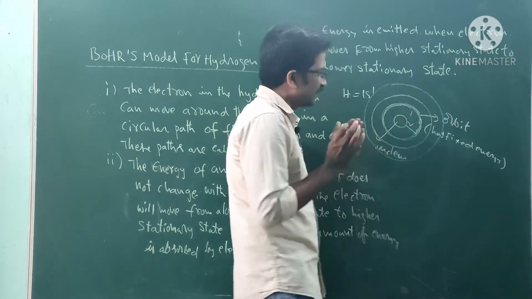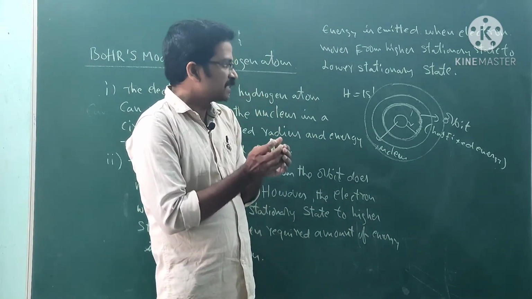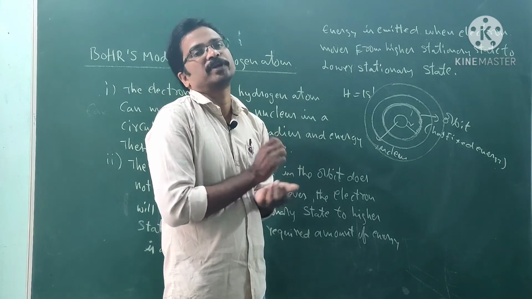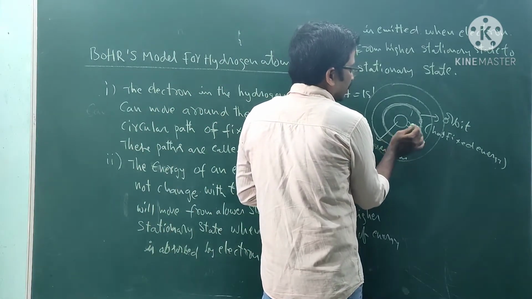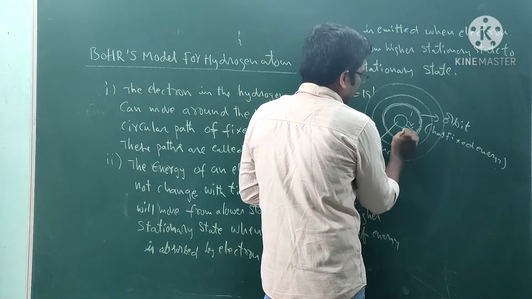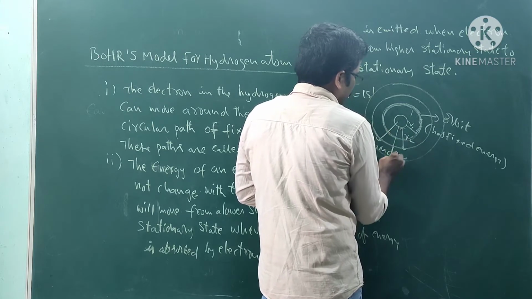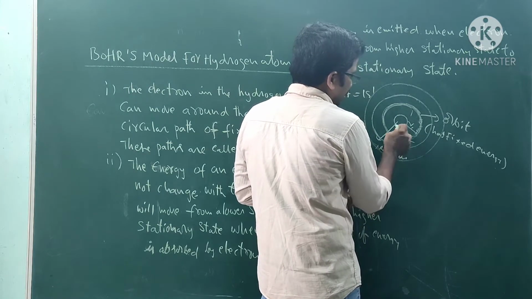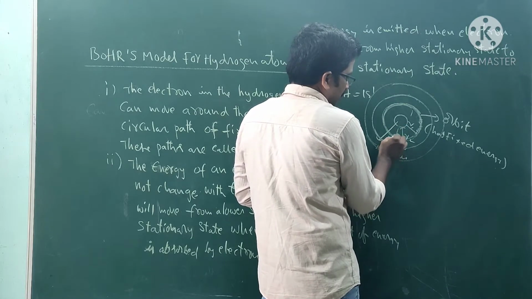Each orbit has some radius and a fixed amount of energy. Let us suppose this radius is taken as r1, this radius is r2, and the distance from this point to this one is known as r3.